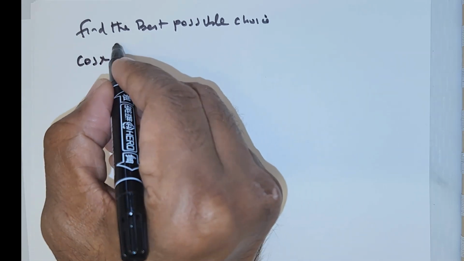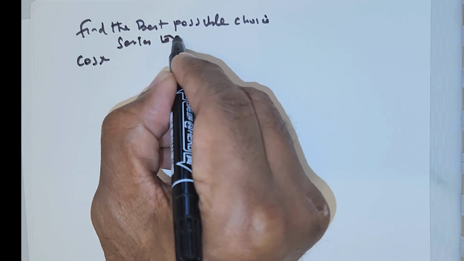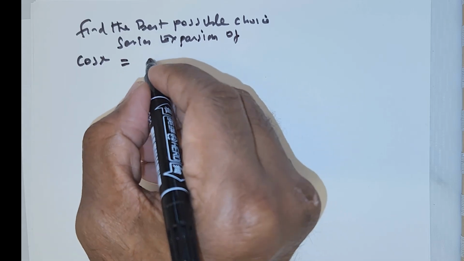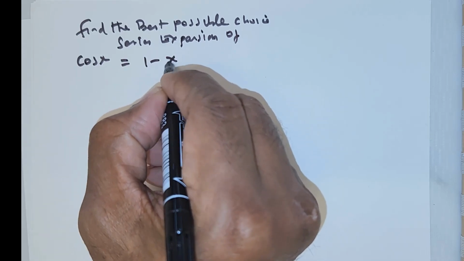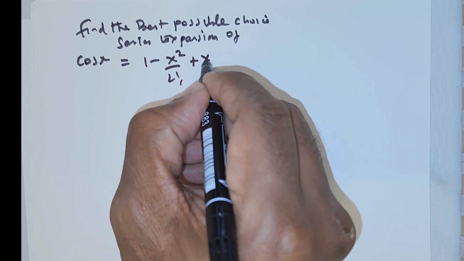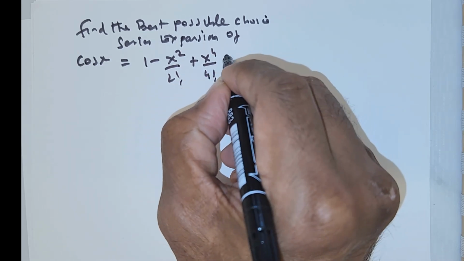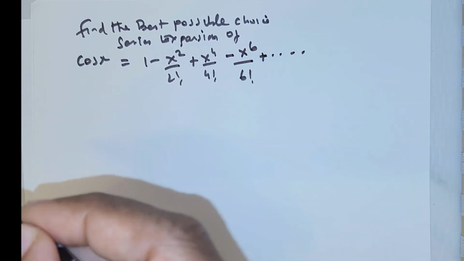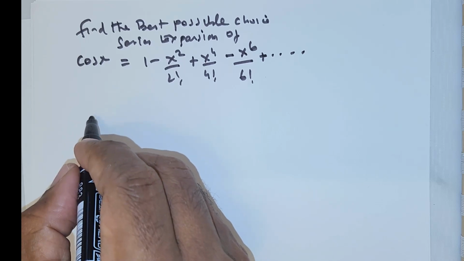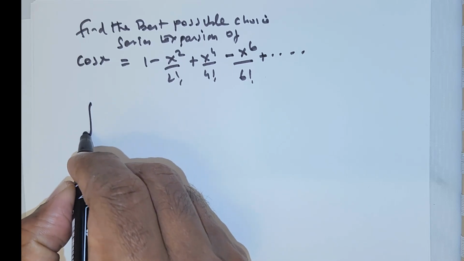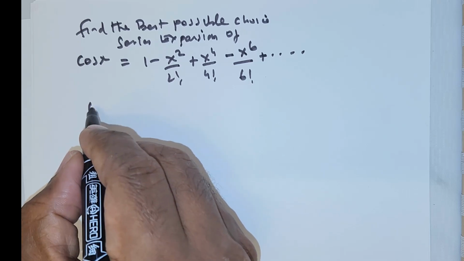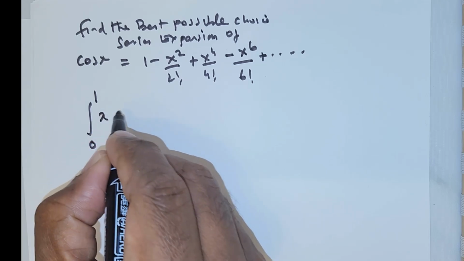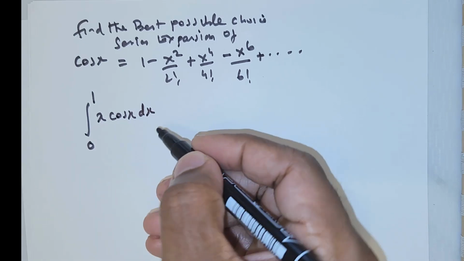Foremost, we know the series expansion of cos x, and that is going to be 1 negative x squared over 2 factorial positive x to the power of 4 over 4 factorial negative x to the power of 6 over 6 factorial positive etc. Now if you observe the question, we are expected to find the correct connectivity for integral 0 to 1 x times cos x dx.